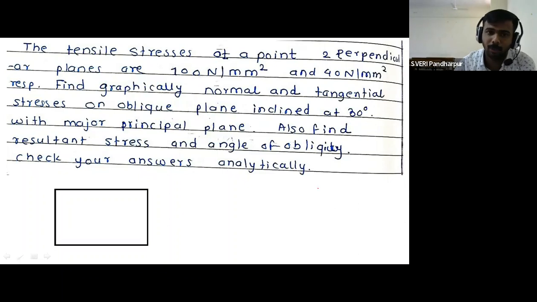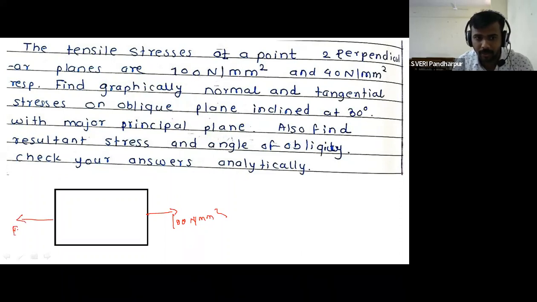So sigma x will be maximum and sigma y will be minimum. Both are tensile, so immediately I can represent on the figure. Sigma x is equal to 100 Newton per mm square. Here also 100 Newton per mm square. Both are tensile. Similarly, sigma y is equal to 40 Newton per mm square.